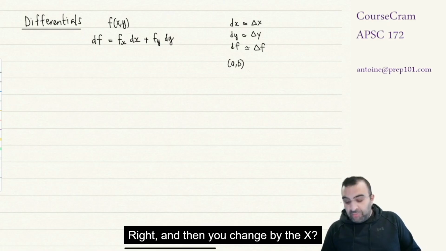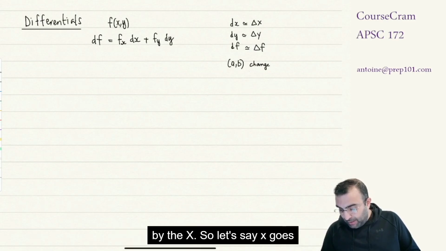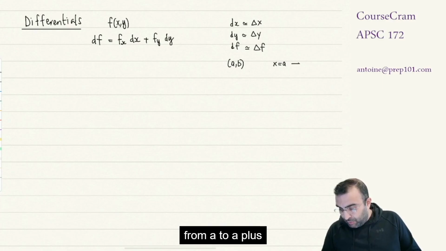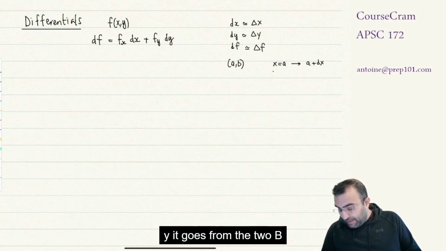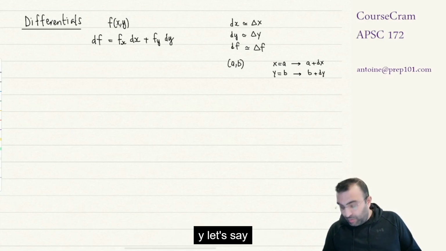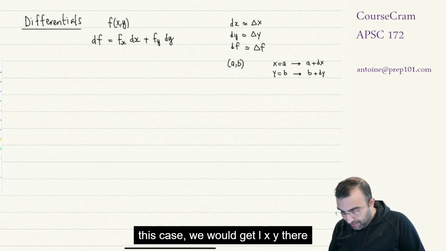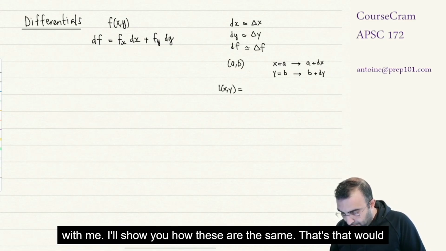And then you change by dx. So x and y: x changes by dx. So let's say x goes from a to a plus some change in x, and y goes from b to b plus some change in y. If we were to write the linearization in this case, we would get L(x,y). Bear with me, I'll show you how these are the same.